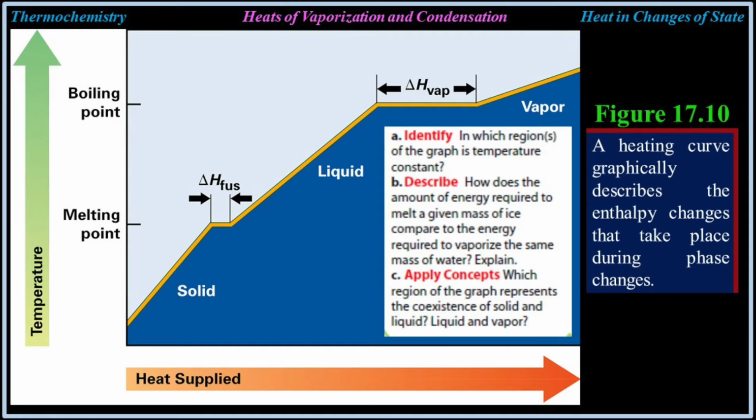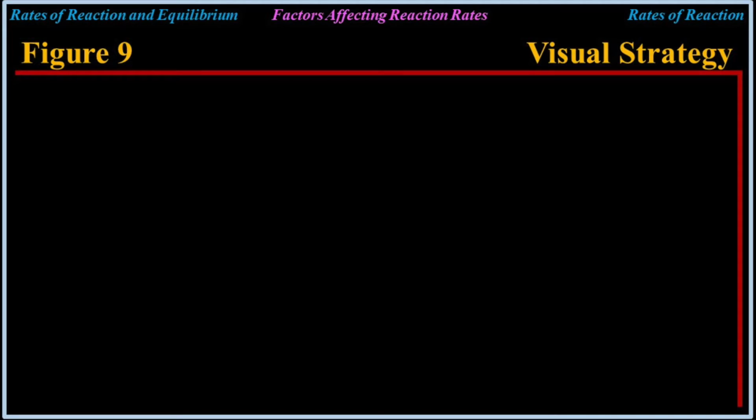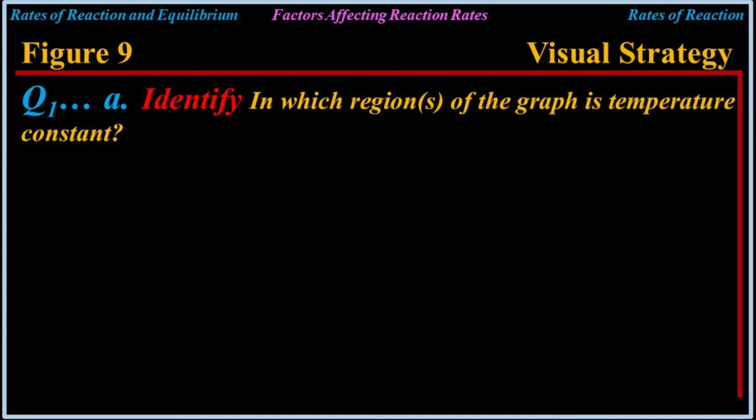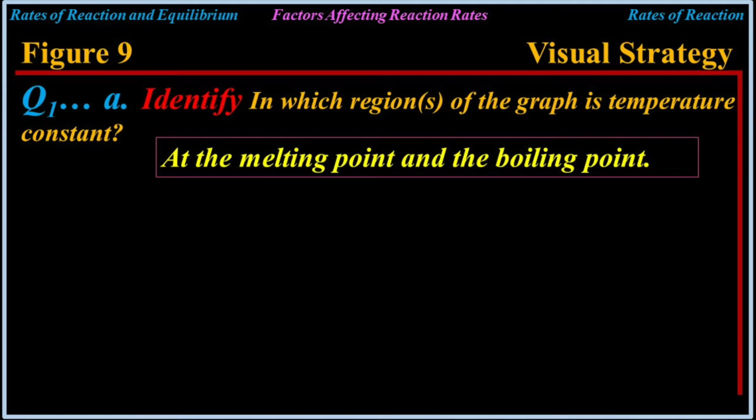Here is figure 17.10. Please study it carefully. The heating curve graphically describes the enthalpy changes that take place during phase changes. Figure 9, visual strategy. Identify which region of the graph is temperature constant. Which regions are temperature constant? At the melting point and boiling point, the horizontal areas.